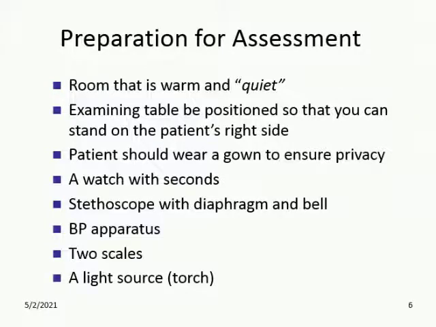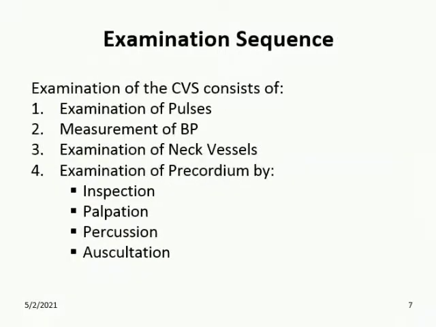The general guidelines or preparation for assessment involve a room that is warm and quiet, and the examining table should be positioned so that you can stand on the patient's right side. The patient should wear a gown to ensure privacy. You need a watch with a seconds hand, a stethoscope with diaphragm and bell, a BP apparatus, a scale, and a light source, that is a torch.